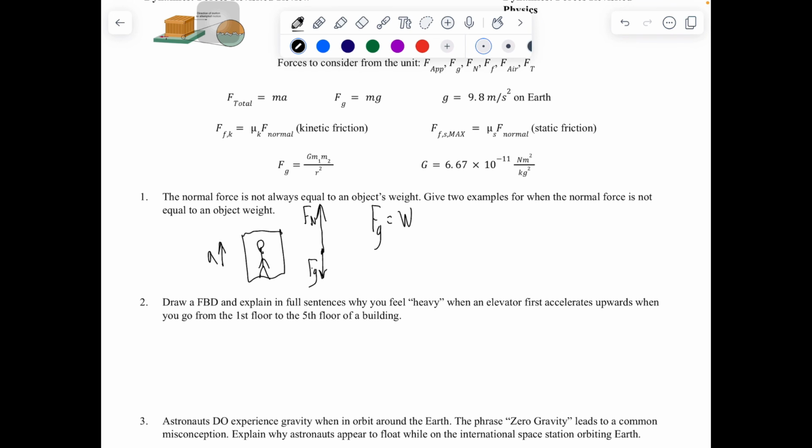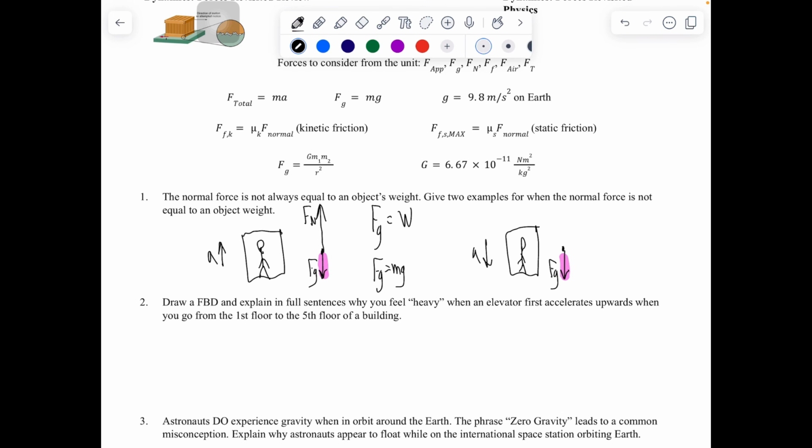Now, what if you're in an elevator and you're not accelerating upwards, you're accelerating downwards? Maybe you're on the top floor and you start moving down. What does this look like? Well, force of gravity is set. Your mass and your acceleration due to gravity are the same. You're still on Earth, and your mass is the same as you're riding the elevator. So your force of gravity stays the same. I've drawn it relatively the same size. These are supposed to be equal.